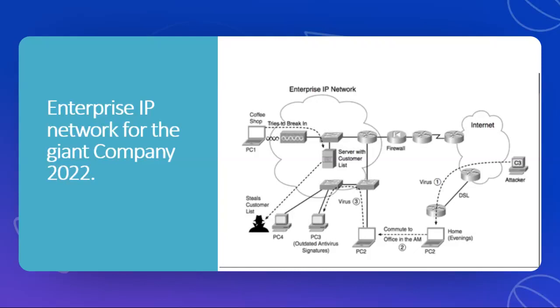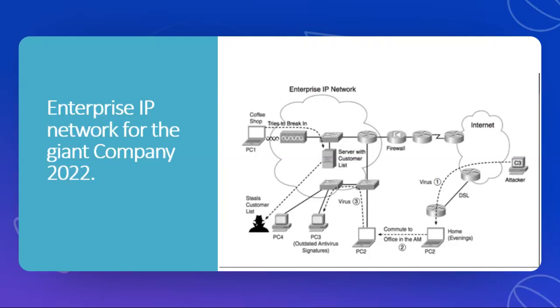Then we got office, somebody going to the office in the morning. Then on the other hand, we have a firewall, we have internet, we have an attack on the other side. Then we have got a DCL here, and then we have got a server with a customer, the servers with all the customer lists, which are situated here.